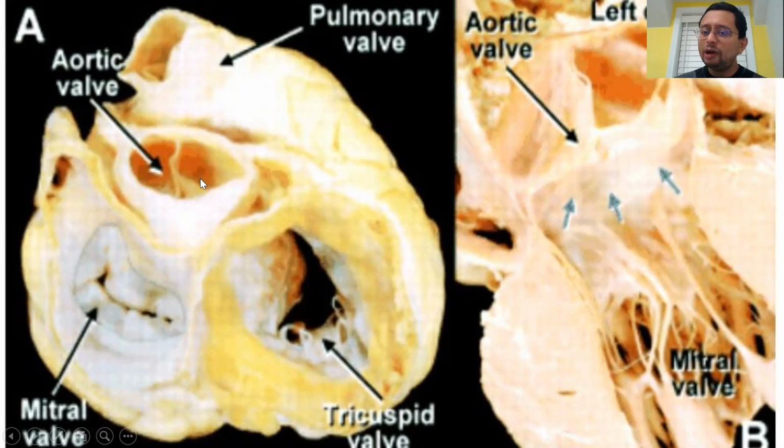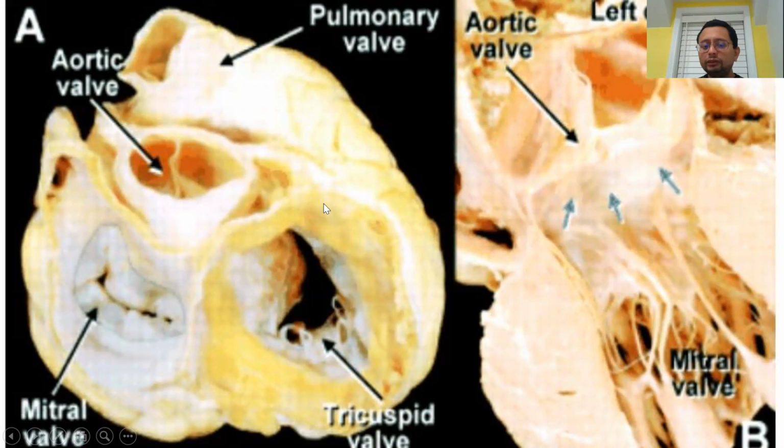The most anterior valve in our heart is the pulmonary valve. That is the reason that when you do a transthoracic echocardiogram, sometimes it is difficult to get a nice pulmonary valve image. Why? Because the pulmonary valve is just behind your sternum, so your sternal bones prevent the imaging of it. The pulmonary valve also has three cusps. The one not facing the aortic valve is called the anterior cusp. Then you also have the left cusp and the right cusp.